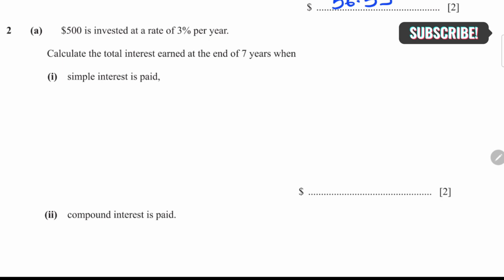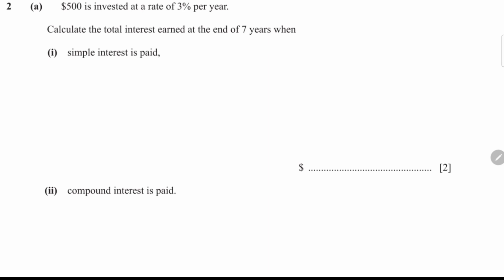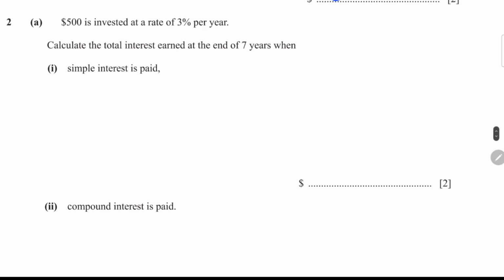Here we're told that $500 is invested at a rate of 3% per year. Calculate the total interest earned at the end of 7 years when simple interest is paid, and then we'll also calculate when compound interest is paid. So let's start with the simple interest. Remember what we did in the last question.